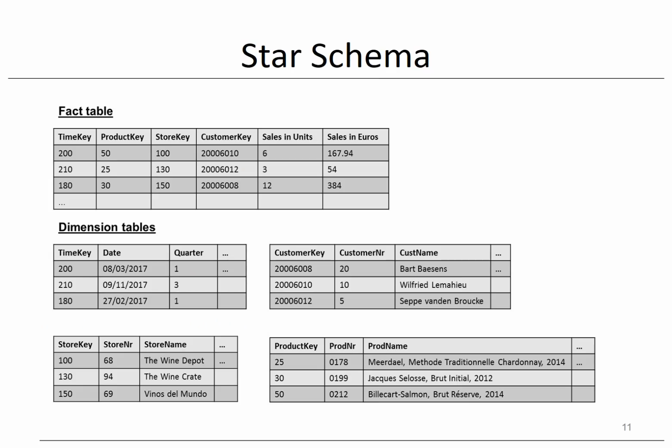Here you can see some example tuples for our star scheme. It can be seen that for his birthday, on February 27th, Bart with customer key equal to 2000608 and customer number 20 bought 12 bottles of Jacques Solas Brut Initial 2012 with product key 30 and product number 0199 in Vinos del Mundo with store key equals 150 and store number 69.